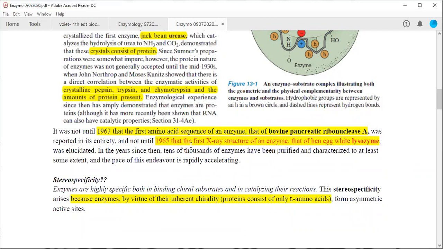In 1965, we were able to decode the X-ray structure of this enzyme. So we will discuss both today: one is lysozyme, one is ribonuclease A. But both are different. They have different strategies for their catalytic mechanism. Ribonuclease A has a general acid-base mechanism of catalysis. So first of all, we will discuss ribonuclease A.